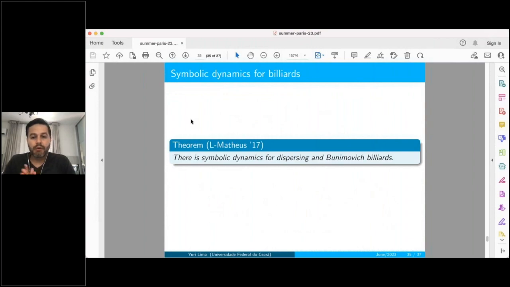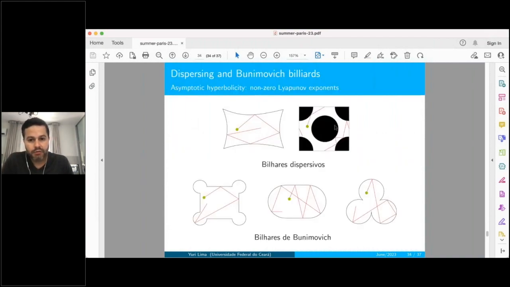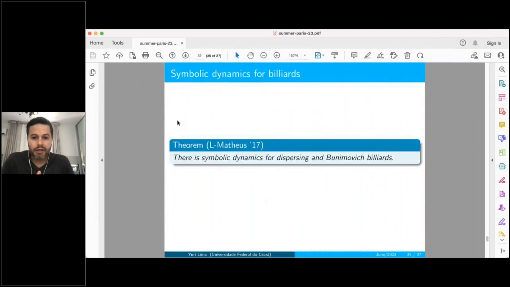So the first result that I want to mention is in collaboration with Carlos Mateus. We have proved that all of these classes of billiards that I have shown to you in the picture in the previous slide have symbolic dynamics. So this one dispersing, and all of these three Bunimovich billiards, they have a way of looking at the phase space, dividing the phase space into rectangles in such a way that I can come up with an oriented graph that represents the original dynamics of the billiard. And actually, this was made in 2017, and we restricted ourselves only to billiards in the plane.